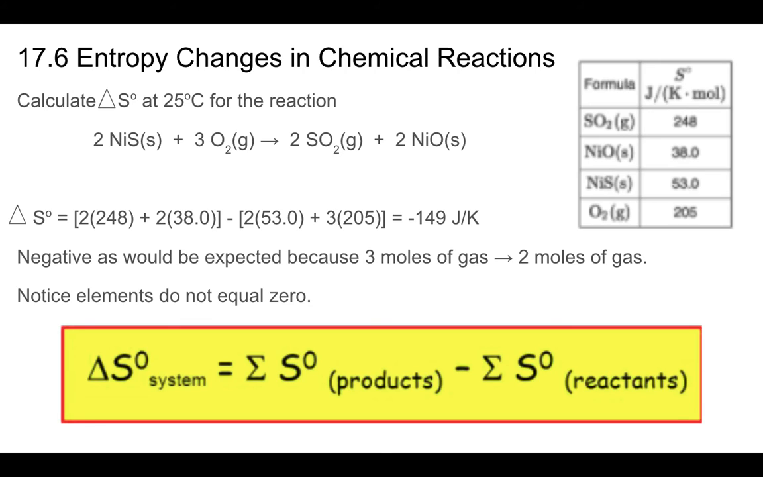Now, I do want to point out here, you may be in the habit from chapter 6 of treating elements always as having a value of 0. Do not do that with entropy. That's a major stumbling block for students. They get used to calling elements 0, but a mole of oxygen gas at room temperature and 1 atmosphere definitely does not have 0 entropy. It has a value. In fact, it's the biggest of the 4 things in this problem. So do not call elements 0. 0 is a perfect crystal at 0 Kelvin.